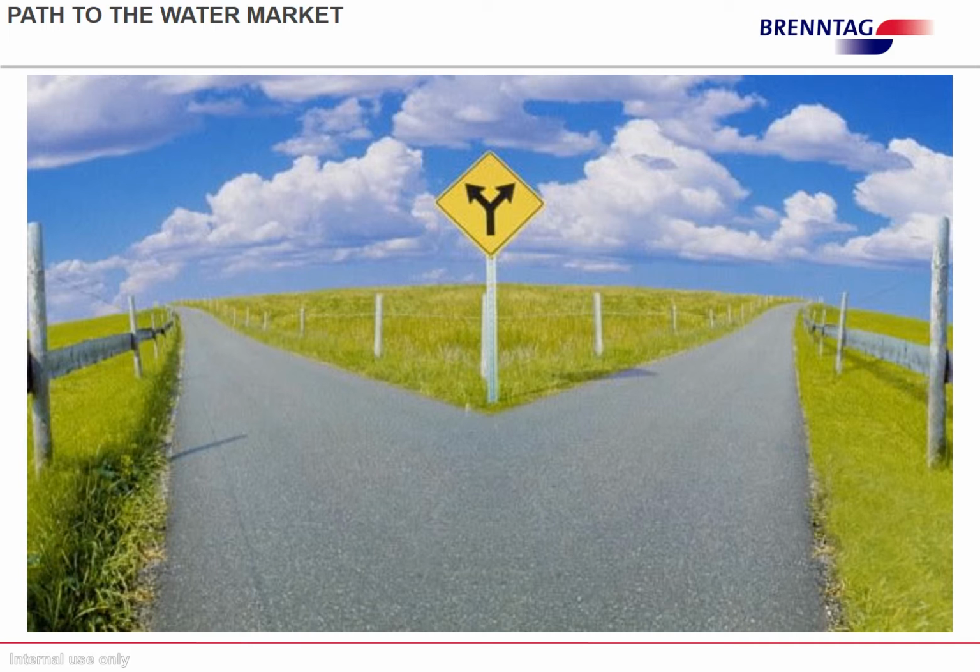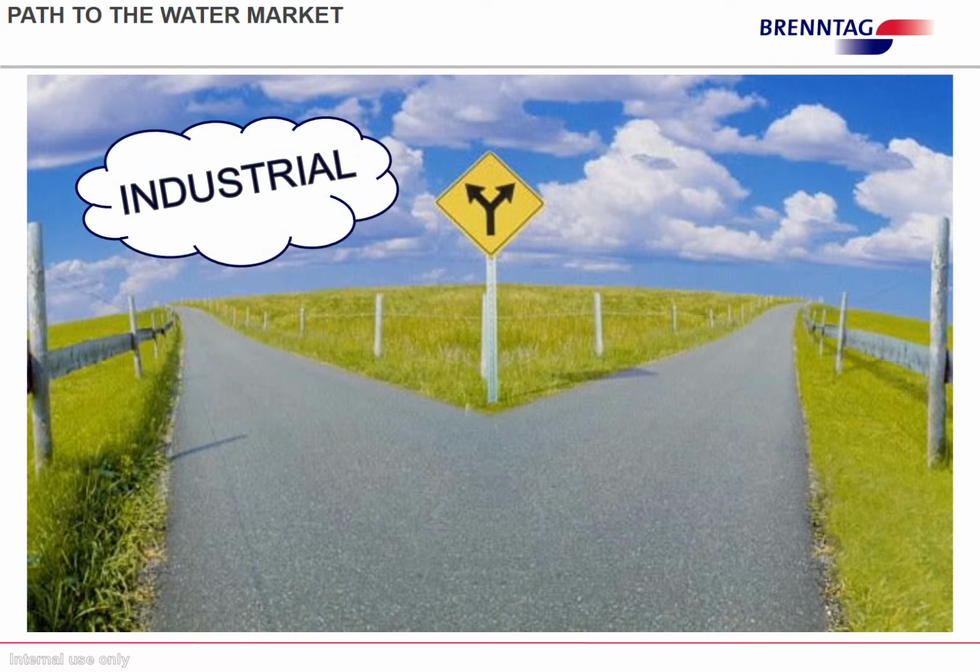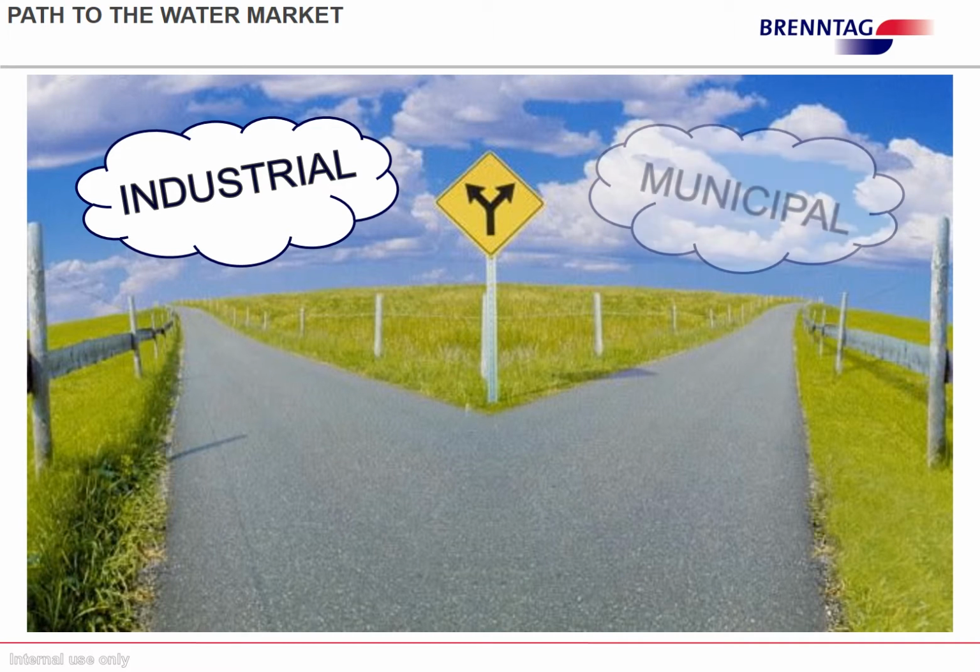At Brenntag, we have two ways to get to the market. We call them our path to market. We have the industrial path, and we have the municipal path. And each of these brings opportunities for Brenntag.